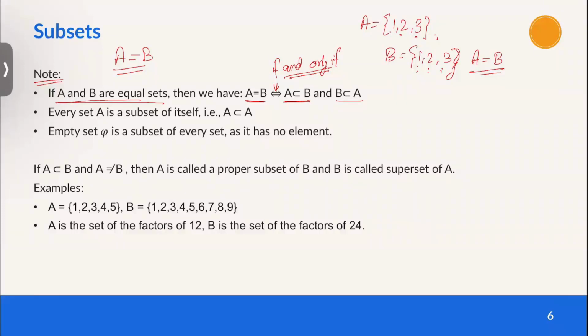So A is a subset of B as well as B is a subset of A. Therefore, A will be equal to B. This implies both sides. So if this holds, this will hold. If this holds, this will hold.